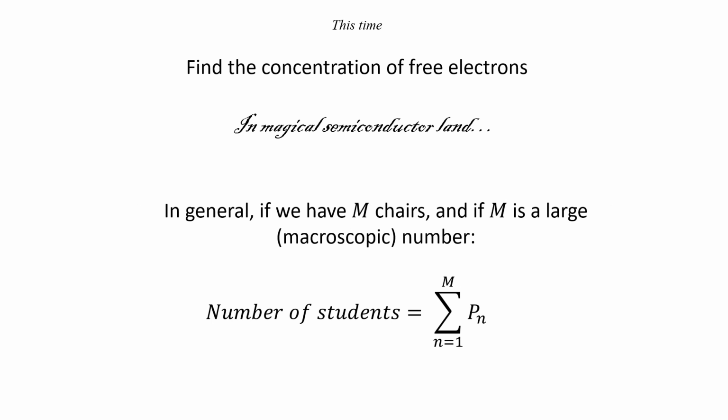So we can generalize this result even for a classroom where the probability of occupation of each chair is different. So let's suppose that we label the chairs with the number n. And P of n here is the probability of occupation of the chair n. If we have m chairs and if m is a macroscopic number, then we can say that the number of students will be given by the sum of the probabilities of occupation of each chair, as long as the number of chairs is macroscopic.